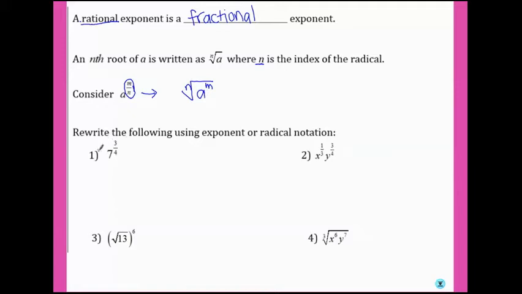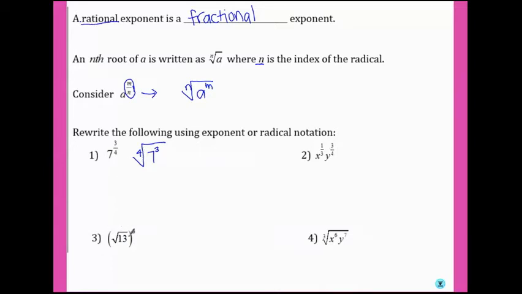So if we wanted to simplify or rewrite this in radical notation, since we're given it in exponent notation, this would be rewritten as the fourth root of 7 to the third power. We're going to come back to number 2. I'm going to do that one last.